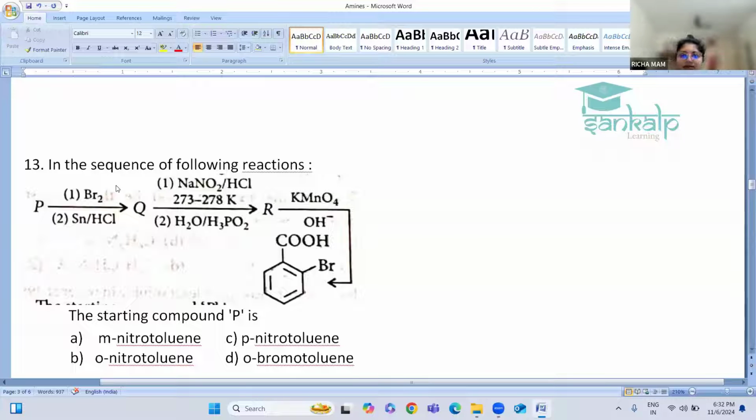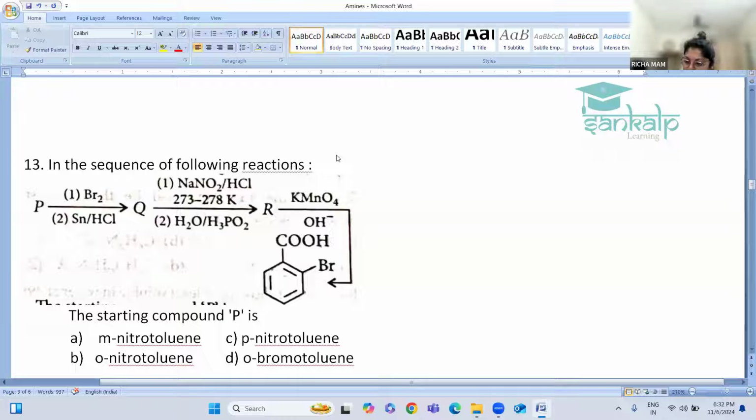Yes, so in the last class, we had started with the chapter amines, right? So we were solving the MCQs based on the chapter amines. So what are amines? It is an organic compound which contains nitrogen. They are called nitrogen containing compounds. They are termed as amines, right?